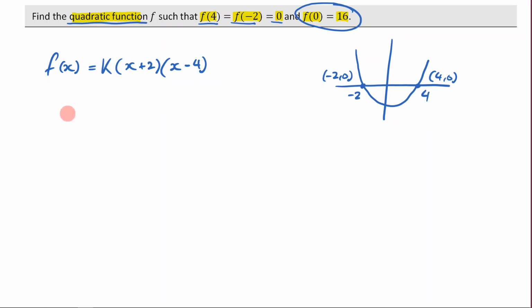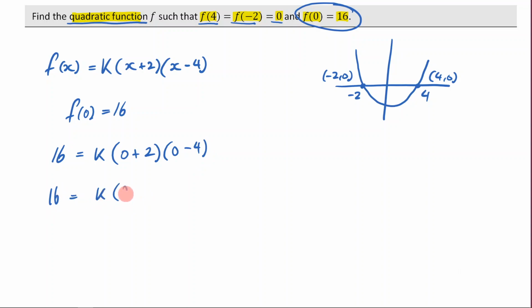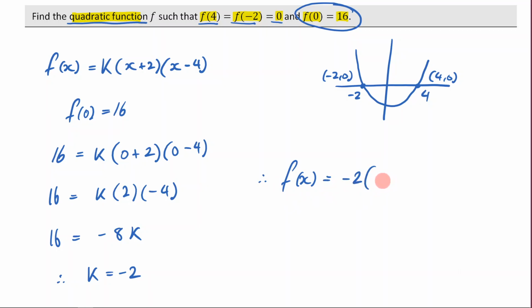So I'm going to sub in that to solve for k. So I know that f of 0 is equal to 16. So that means 16 is equal to, I've got k. Now I'm just putting 0 in there. Okay, there we go. Therefore, k is going to be equal to negative 2. Therefore, f of x is equal to negative 2, x minus 4, x plus 2. And just like that, we are done.